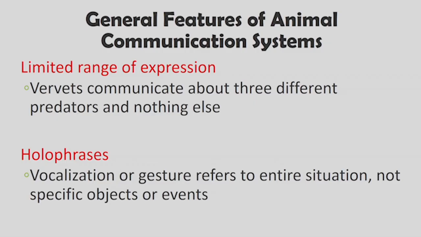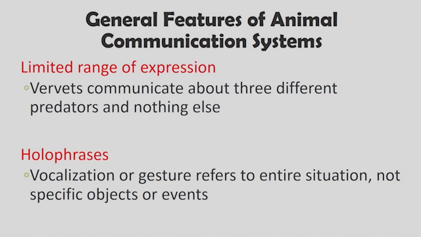Having given you an explanation of the various reasons for animal communication systems, can we then find out the general features of any animal communication system? Looking at various animal communication systems, some basic characteristics exist. The very first is called limited range of expression. If you look at vervet monkeys, they communicate about three different predators and nothing else. The kind of information that these animals can express through their behaviors, which is called communication, is very limited in nature.